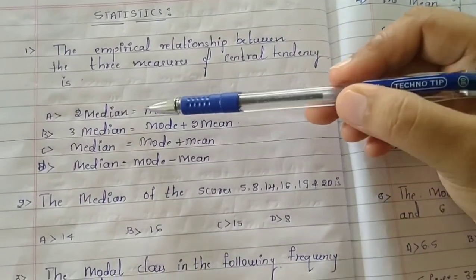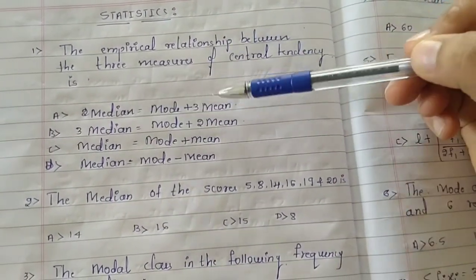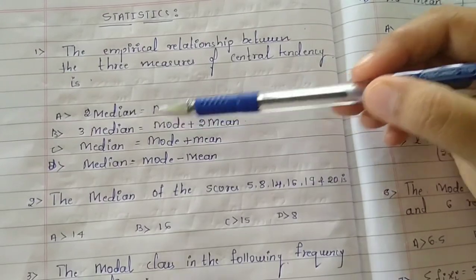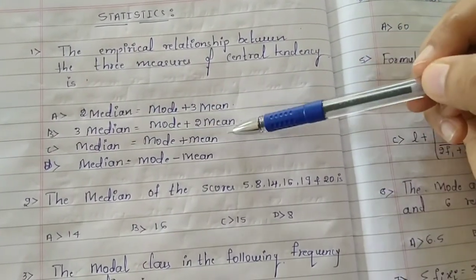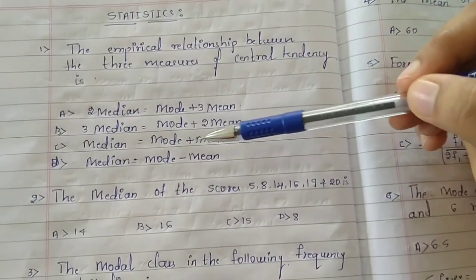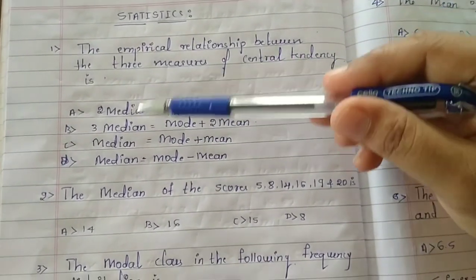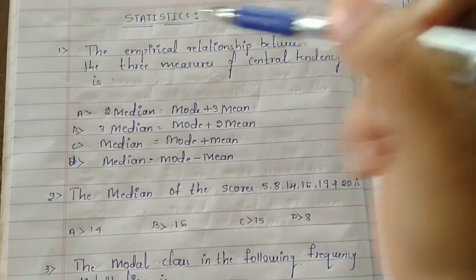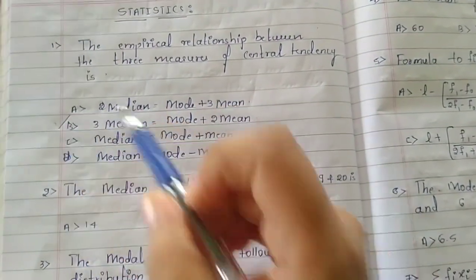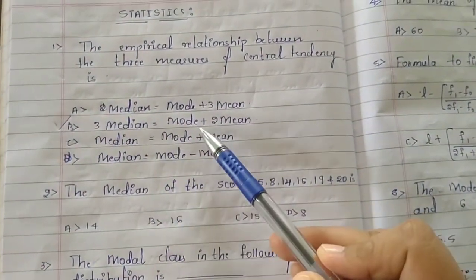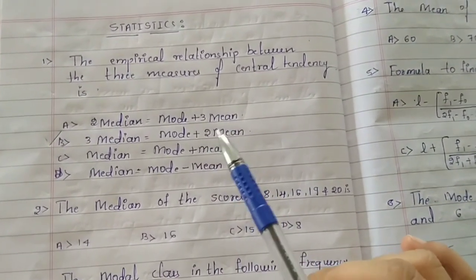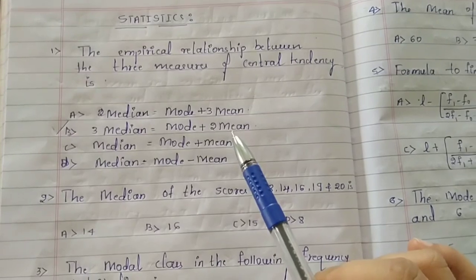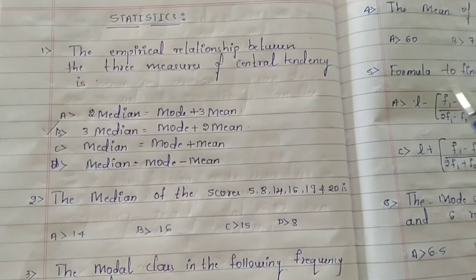So option A: 2 median is equal to mode plus 3 mean; option B: 3 median is equal to mode plus 2 mean; option C: median is equal to mode plus mean; option D: median is equal to mode minus mean. Among these four options, option B is the correct answer, that is 3 median is equal to mode plus 2 mean. So this question is very important. Based on this question they may ask different problems.